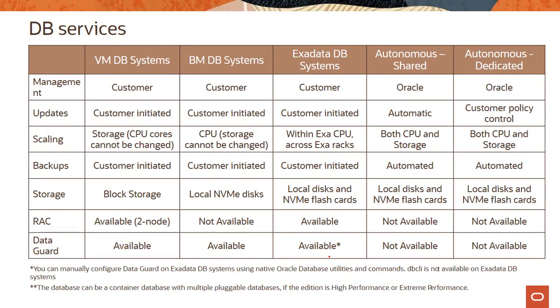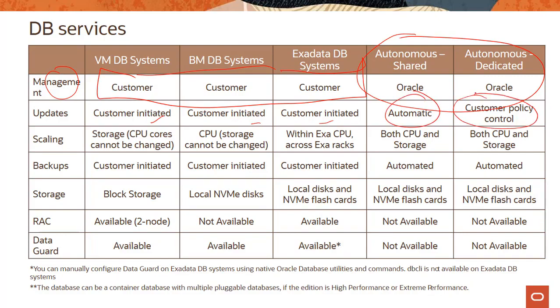Well, that brings us to the conclusion of this module. These are the different DB services we talked about at a very high level, at a glance. Management for the VM DB, the bare metal, and the Exadata is the customer's responsibility. In the case of autonomous, it's Oracle's. Makes sense. Updates, you can see, are customer initiated. In the case of shared, it's automatic. In the case of autonomous dedicated, there's something called customer policy control, so you control how you apply your updates.